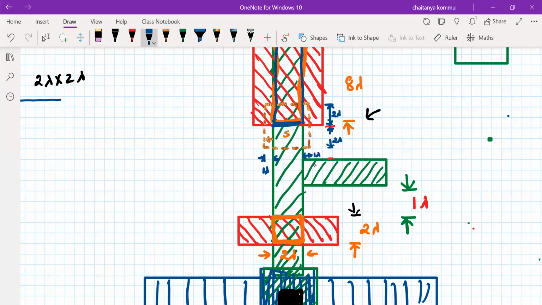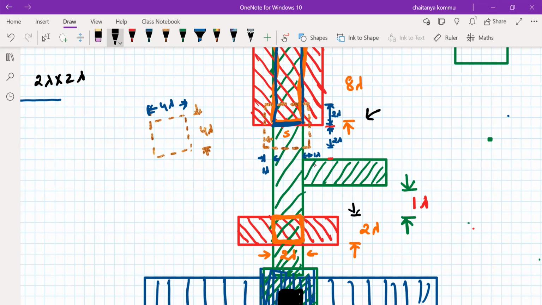So what is the size of this overlap region? What is the brown color overlap region? For this particular case, what is the size? So this is 4 lambda we have considered. Well, 4 lambda we got. But what about this side, from this side to this side? So the middle is 2 lambda, right hand side and left hand side another 1 lambda each. So there is also 4 lambda. Therefore, it's a 4 lambda by 4 lambda overlap region for the contact.